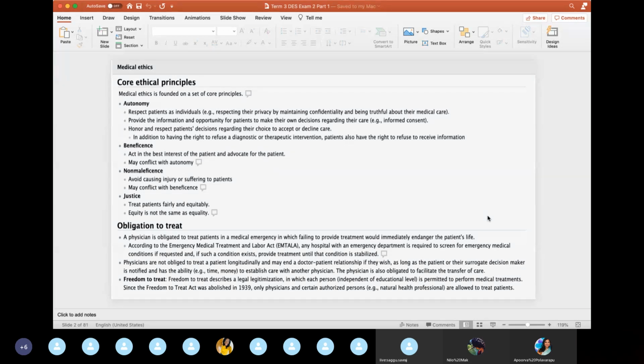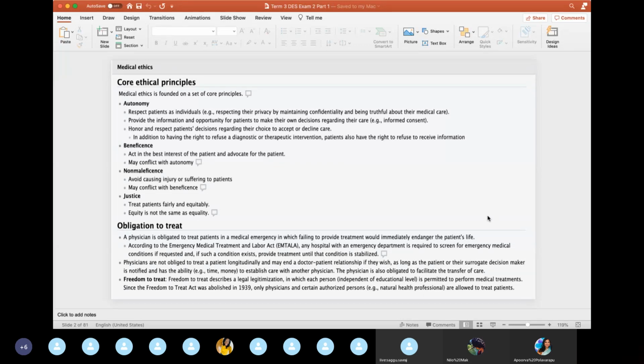Do you have an obligation to treat? Yes. When? Only in medical emergencies. When the life of a patient is in danger, you have a duty to treat. If you don't treat that patient, you are guilty of negligence. We're going to go to jail, right? However, physicians are not obliged to treat a patient longitudinally.